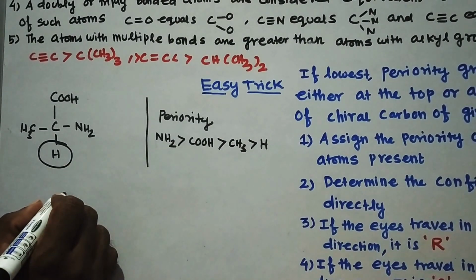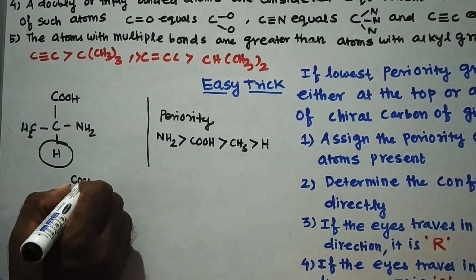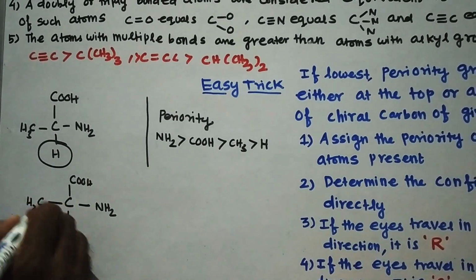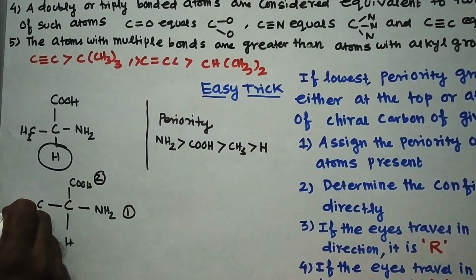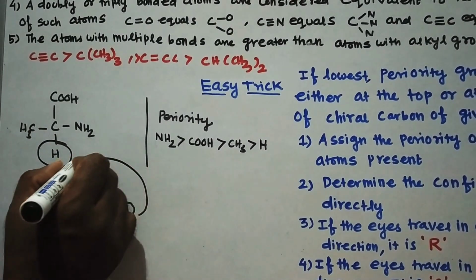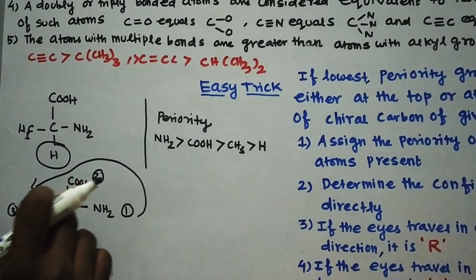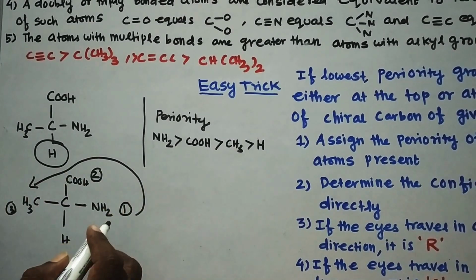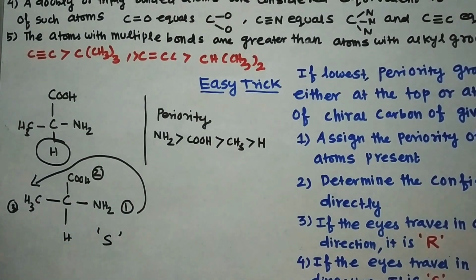Now, COOH, NH2, CH3, H. This is the 1, this is the 2, and this is the 3. Then the eyes travel in this direction: NH2 goes to COOH, COOH goes to CH3. Therefore, it rotates in the anti-clockwise direction, so the configuration is S. Okay, students?